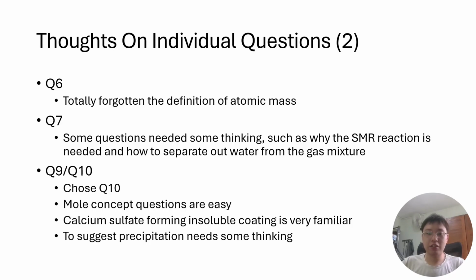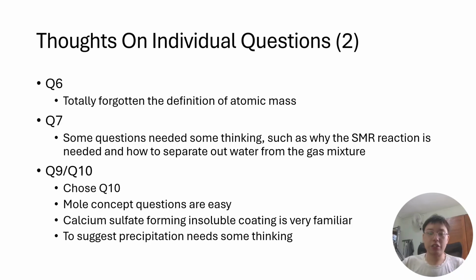For question 7, this is the question whereby they gave a lot of information in one whole page and then they want us to answer the questions based on all the information. I found this question pretty manageable, but some parts required more thinking, such as why the SMR reaction is needed. It is because carbon monoxide is produced as an intermediate, and therefore the SMR reaction is needed to remove the carbon monoxide intermediate so that it wouldn't pollute the environment.